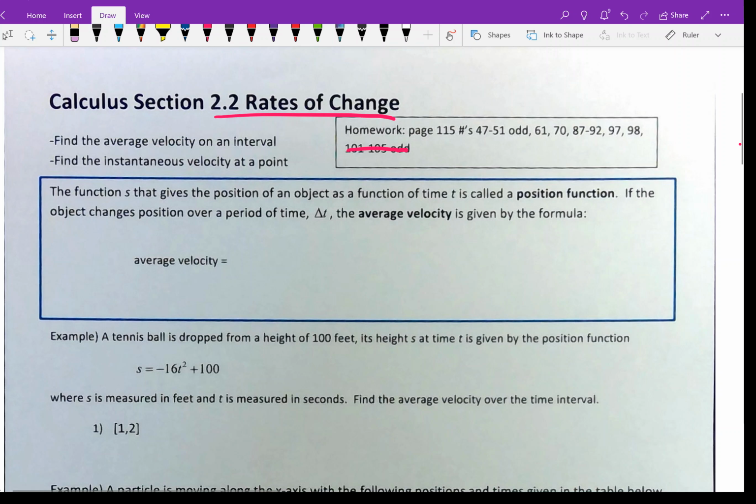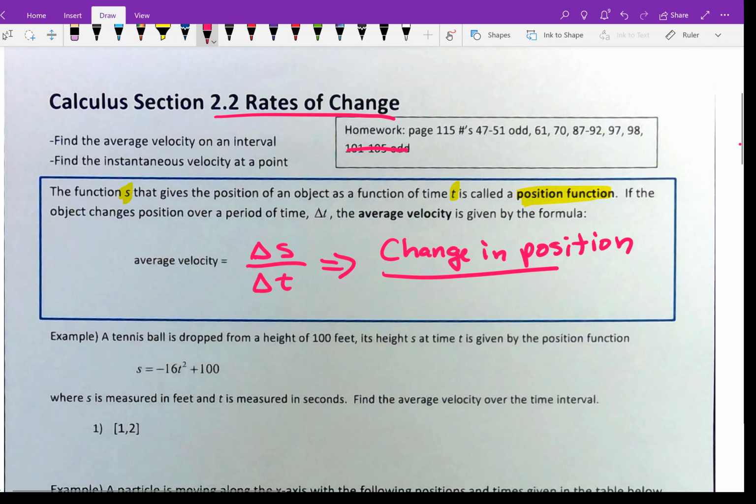The function s that gives the position of an object as a function of time t is called the position function. If the object changes position over a period of time, delta t, the average velocity is given by the following formula. That's delta s over delta t. That just simply means that we're looking at the change in position over the change in time.